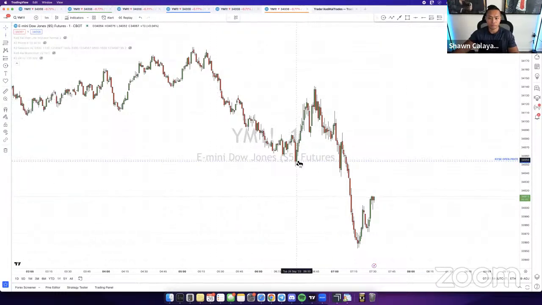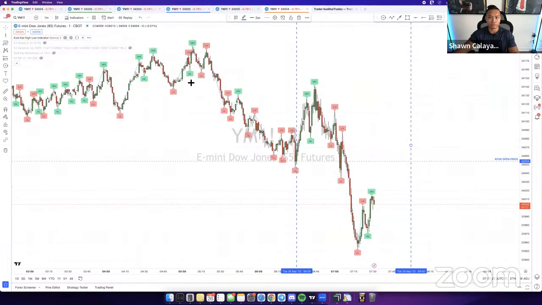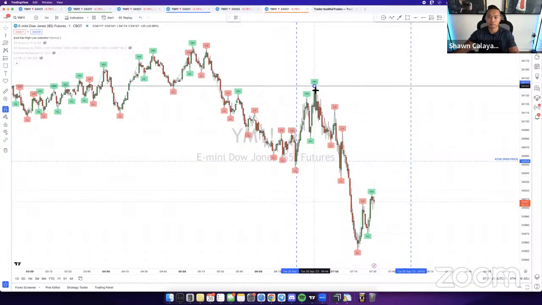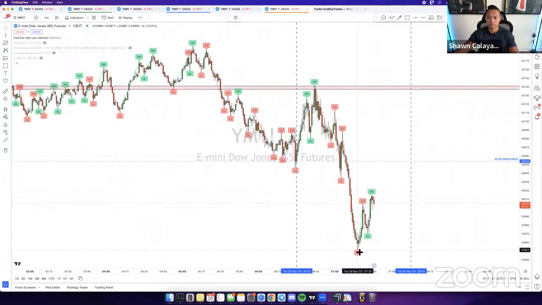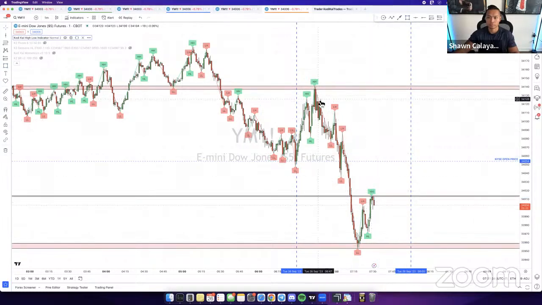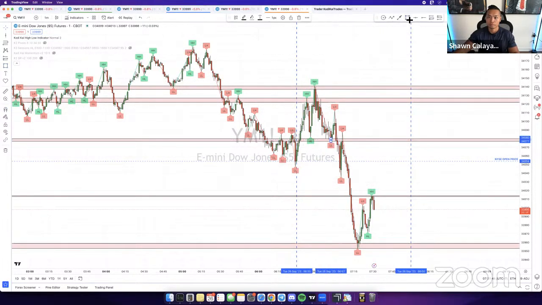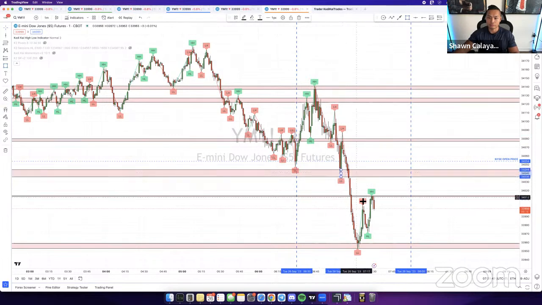So I'll just mark up structure here so that you guys can see how price is moving. The volatility is very low right now, so it's not really looking too great for us with regard to any following entries. There. I mean, you guys can see just from the structure that I'm drawing up, the market's been super messy.